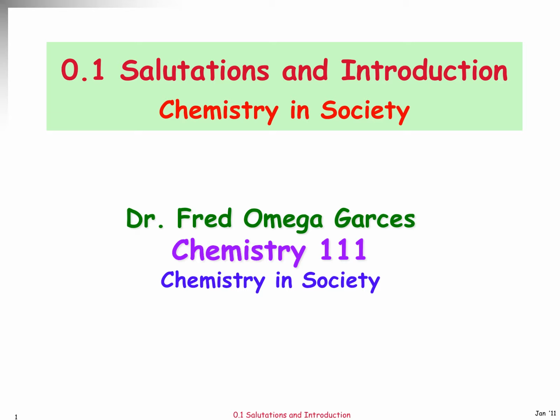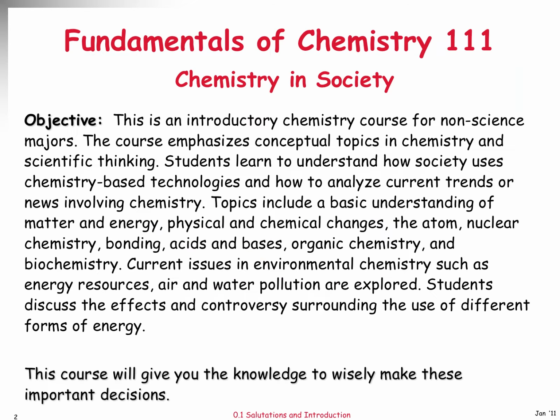Welcome. This is Chemistry and Society, and this is just to give you a brief introduction to what this course is about. The objective of this introductory course is for non science majors. The course emphasizes conceptual topics in chemistry and scientific thinking. Students learn to understand how society uses chemistry based technology and how to analyze current trends or news involving chemistry.